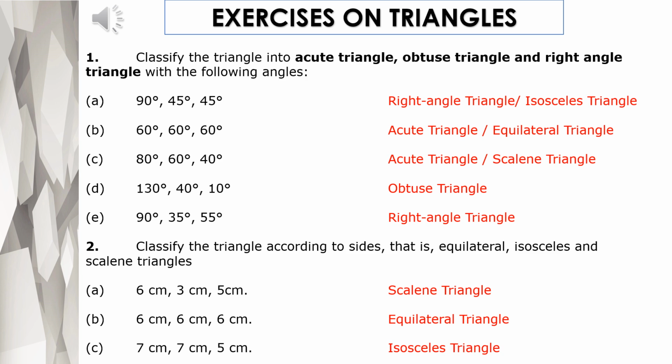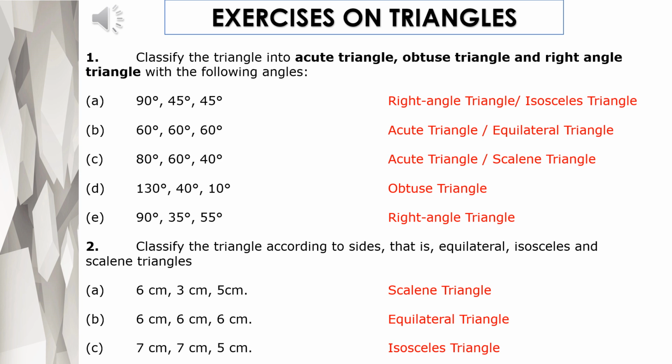Now going on to B. Answer is acute triangle. Why acute? Because all 3 angles are less than 90 degrees. And they are called equilateral triangle also because all 3 angles are equal. Now going to C. Acute triangle again. Why? Because all 3 angles are less than 90 degrees. You could even call it scalene triangle because all 3 angles are different.